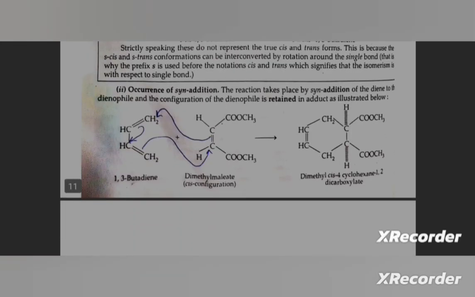Number 2, occurrence of syn addition. The reaction takes place by syn addition of the diene to the dienophile and the configuration of the dienophile is retained in the adduct as illustrated below.